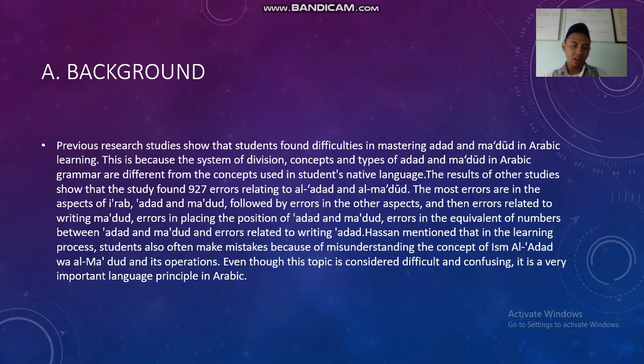927 errors relating to al-adat and ma'dud. The most errors are in the aspect of i'rab, adat and ma'dud, followed by errors in other aspects, and then errors related to writing ma'dud, errors in placing the position of adat and ma'dud, errors in the equivalence of number between adat and ma'dud, and errors related to writing adat.